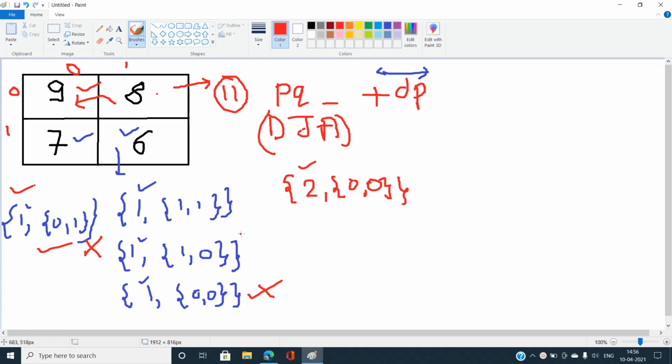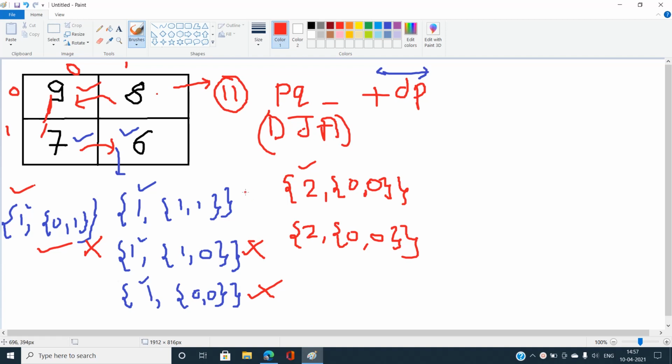Let's talk about this cell: 1, 0 and 7. Can we go from 7 to 6? No. 7 to 9? Yes, we can go from 7 to 9. So what should be the path length if we go from 7 to 9? The new path length would be 2 and the corresponding end cell would be 0, 0 again, and this cell is going to be discarded because it is already explored.